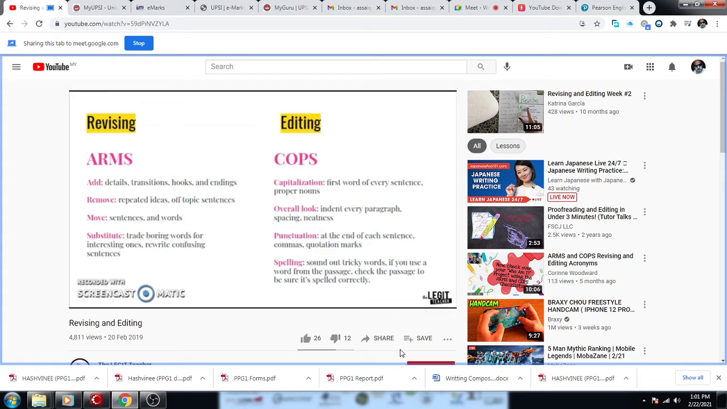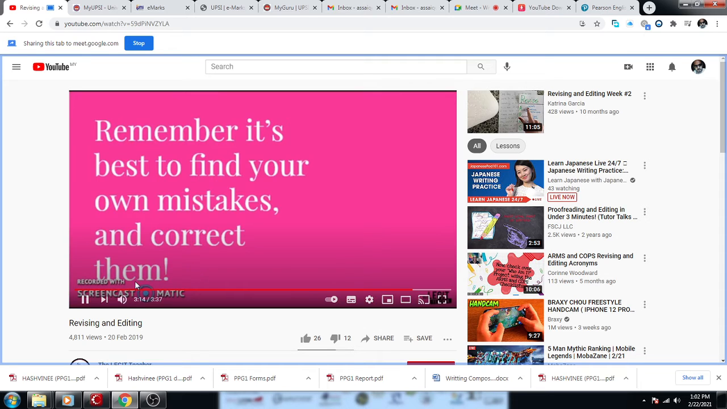The S in COPS is for spelling. Sound out tricky words and spell them the best way that you can. But remember, if a word is used in the passage and you write that word in your essay, it must be spelled correctly. So take the time to look back in the passage to get the correct spelling. Remember, it's best to find your own mistakes and correct them. So please, please, please don't skip this very important step.